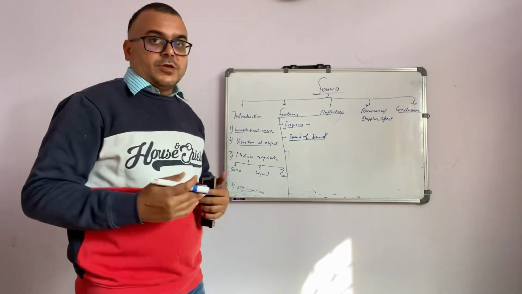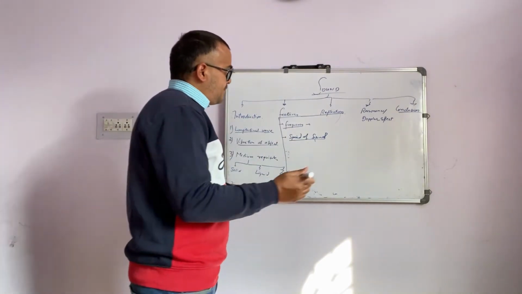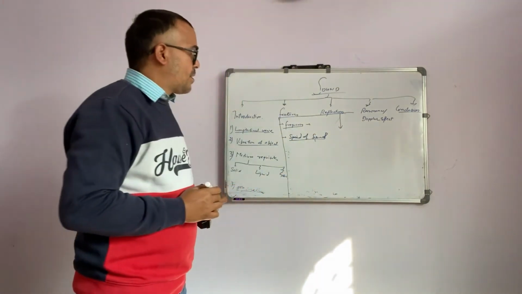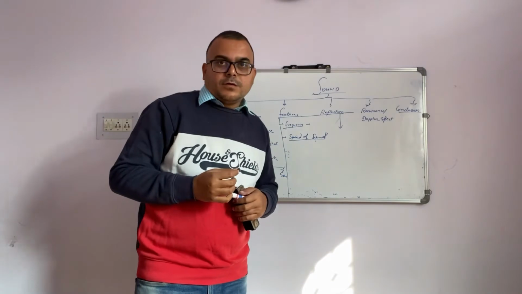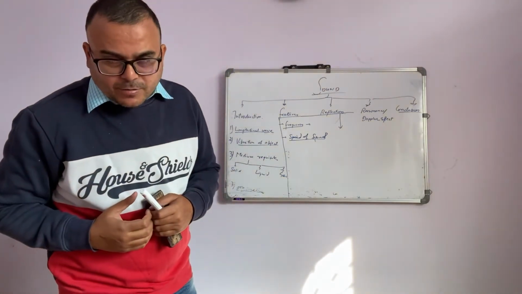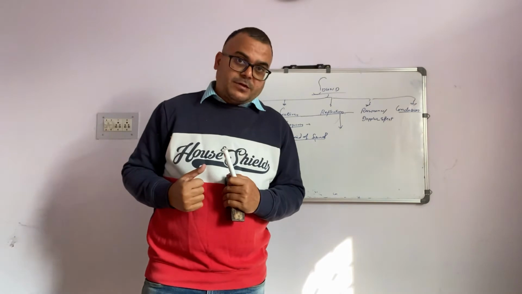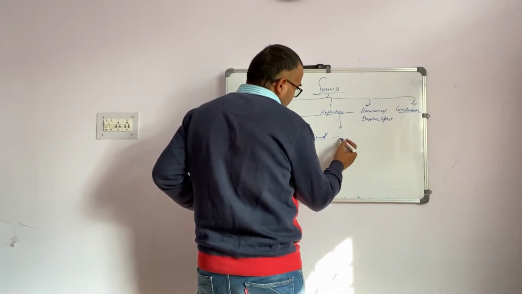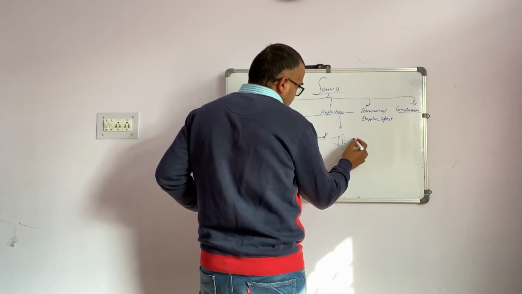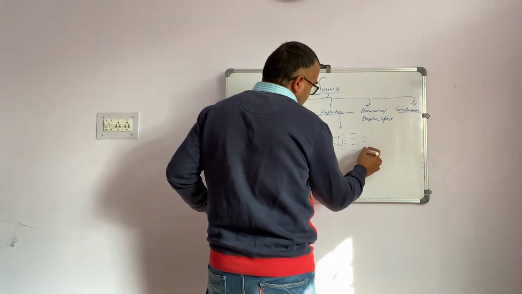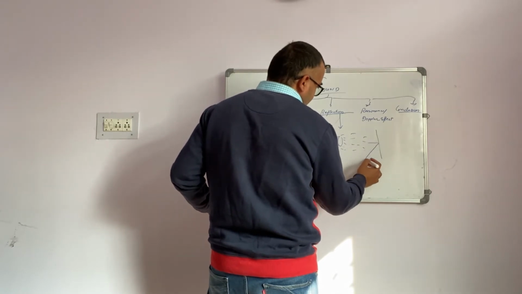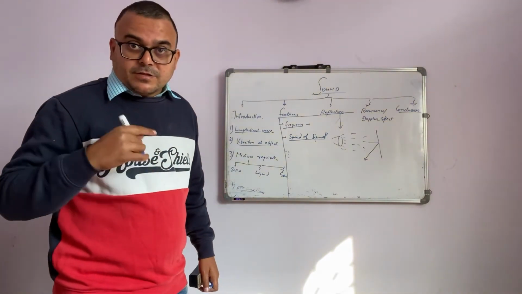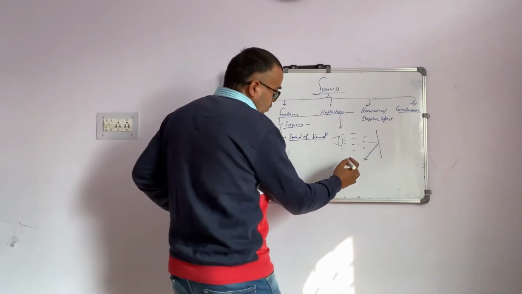Now let's move on to the next subtopic, that is reflection. If a sound produced by a vibrating object meets an obstacle, then it gets reflected. If a sound is produced by an object and it gets reflected from an object, then that reflected sound is known as an echo.